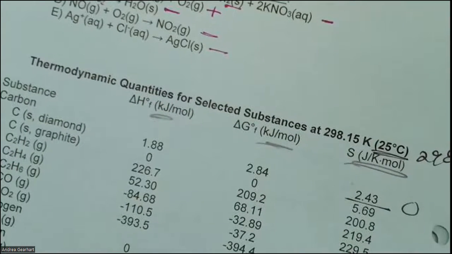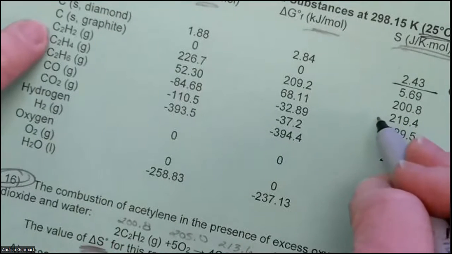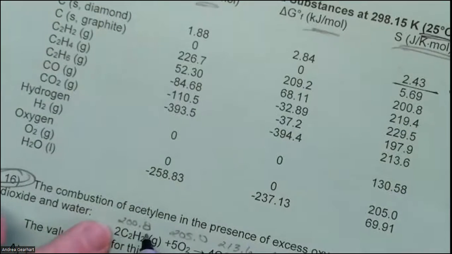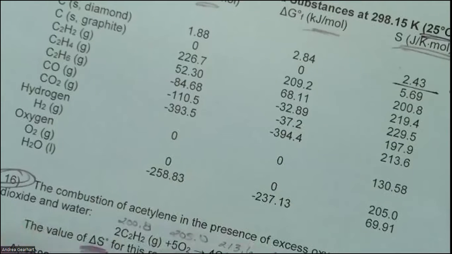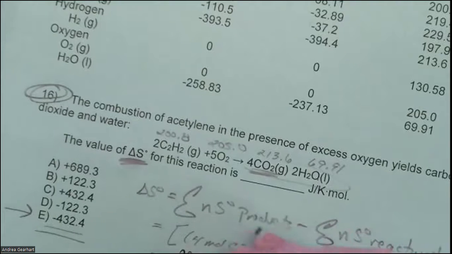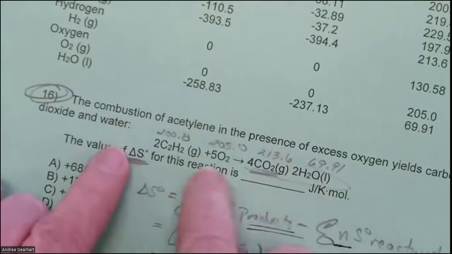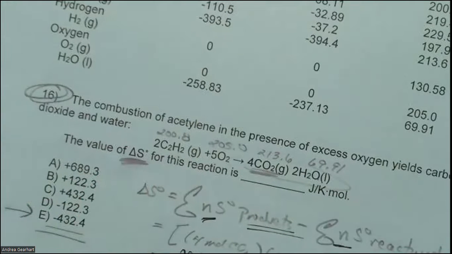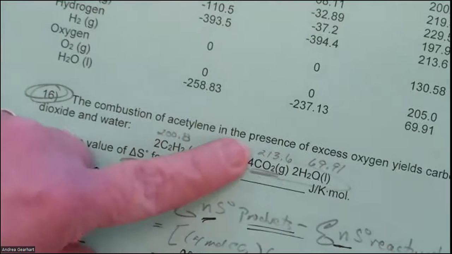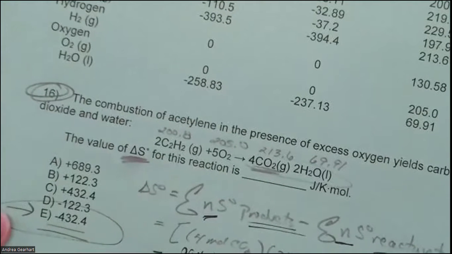All right, but I have C2H2 gas. So I just look and whoop, 200.8. I find the values, God bless you. And I will give you the equation, which says, okay, sum up products minus reactant, taking into account the coefficients of the balance equation. So 4 moles of CO2 times the 213 point, and so on and so on and so on. And we should get E.